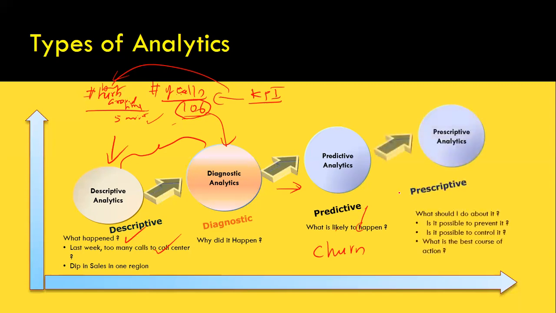And now they have gone one step further: prescriptive analytics. As part of this, what should I do about it? The model can predict that so-and-so customers can churn. What is the next step? What should I do about it? Is it possible to prevent it? How can I control it? How can I prevent it? What is the best course of action I can take in order to retain my customers? You can come up with some kind of strategies to retain the customer in this case. So that is what prescriptive analytics is.